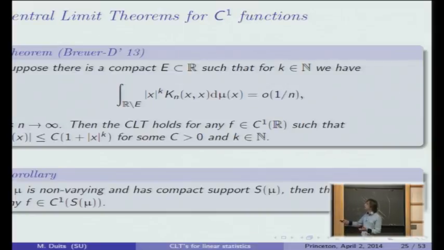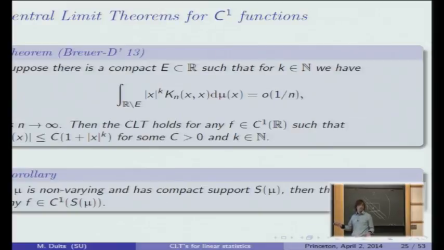So we suppose that there is some compact set E for which the moments of the measure K_n(x,x) dmu restricted to the complement of E converge sufficiently fast to 0. Okay, and K_n(x,x) is the mean density of points. So this is saying that the mean density of points lives essentially on a compact set. Okay? And then, if we have that, we can prove that the statement holds for any C1 function f with at most polynomial growth at infinity.